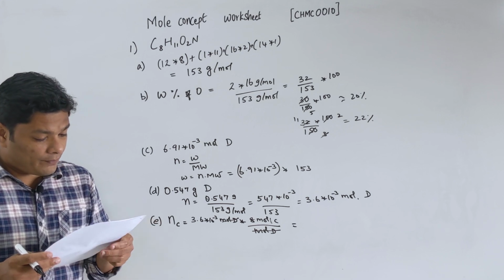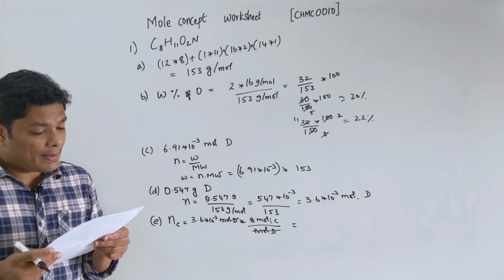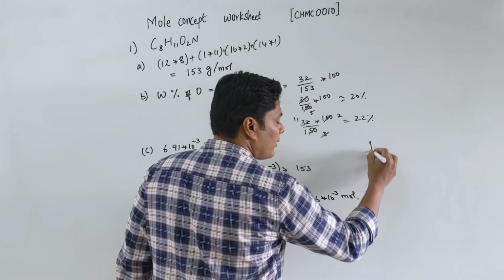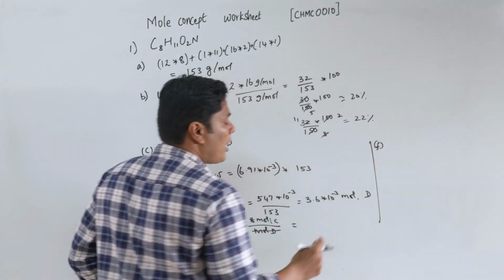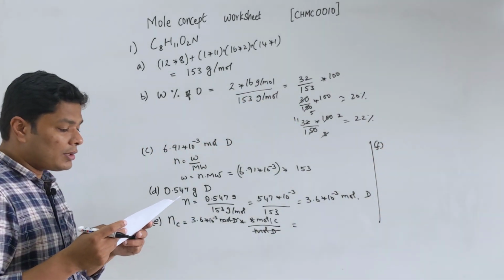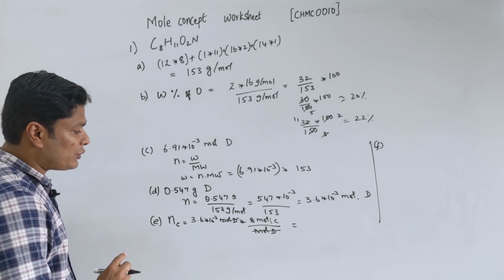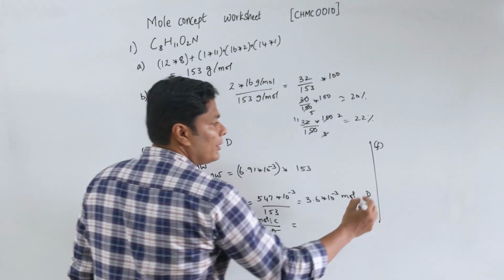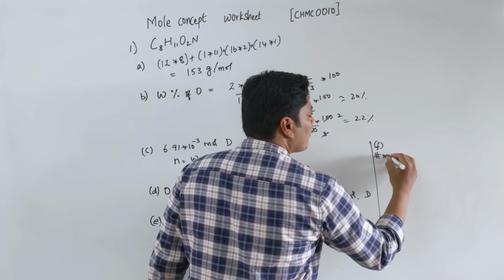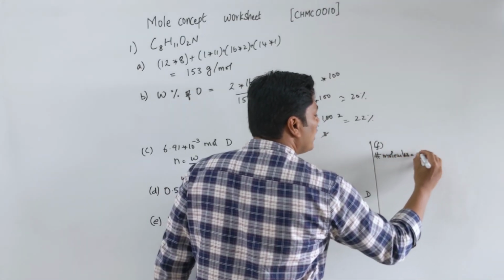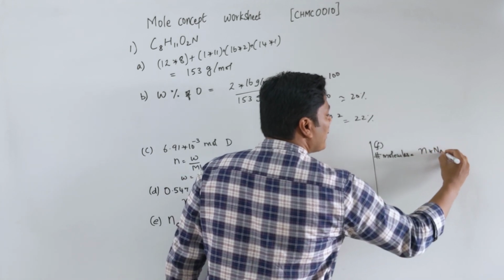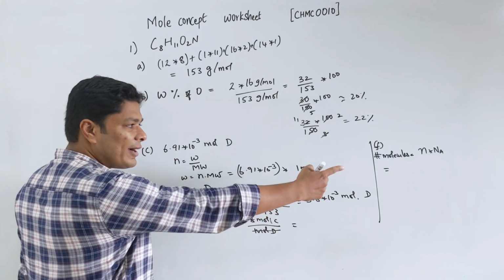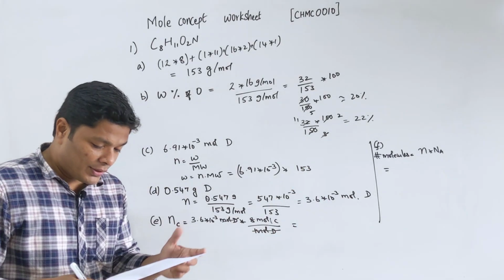Now F. How many molecules are in a sample of 0.547 grams dopamine? Now we can do it here, we don't need a lot of space. They are asking you how many molecules are in a sample of 0.547 grams dopamine. So I know the moles of dopamine. So I have this many moles dopamine. So number of molecules equals moles times Avogadro number. So I know my moles, 3.6 times 10 power minus 3, Avogadro number you know, so you can just multiply it and get your answer.